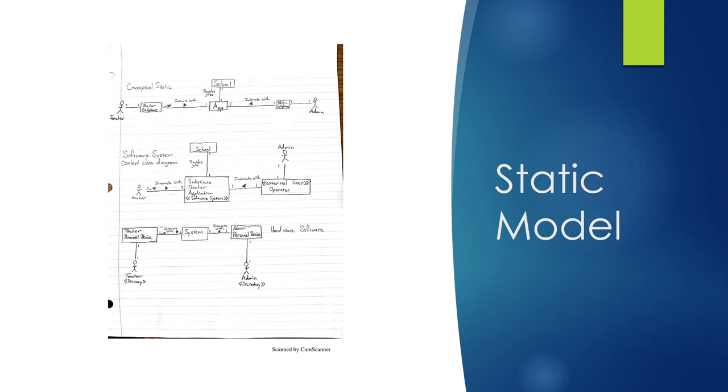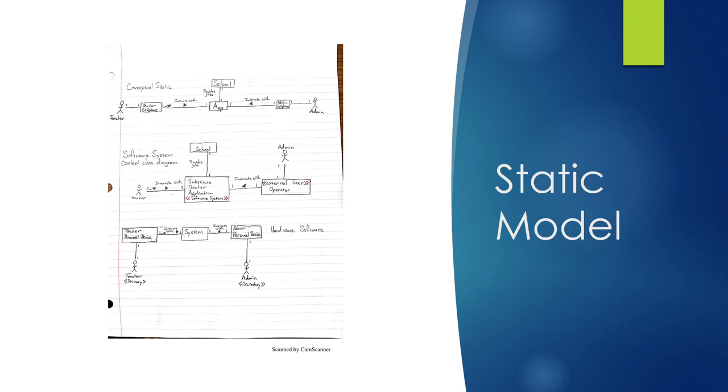Next, we have our static model. Our static model has 3 parts: the conceptual static, the software system context class diagram, and the hardware software part. First, the conceptual static shows the relationships between classes and how they interact in a non-software specific context. The teacher has a cell phone, as you see on the left, and it interacts with the app. The admin does the same thing, has a cell phone, and interacts with the app. And the school provides jobs, so the admin can go in and hire the teacher.